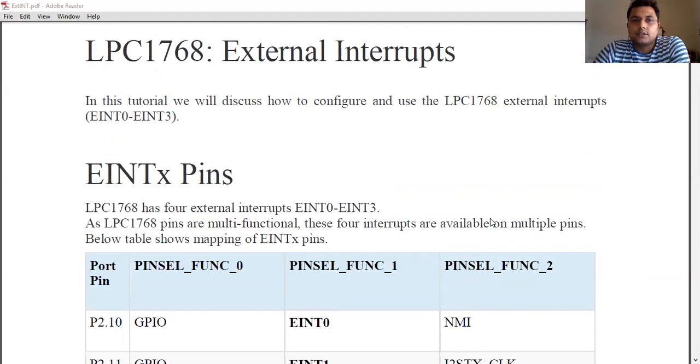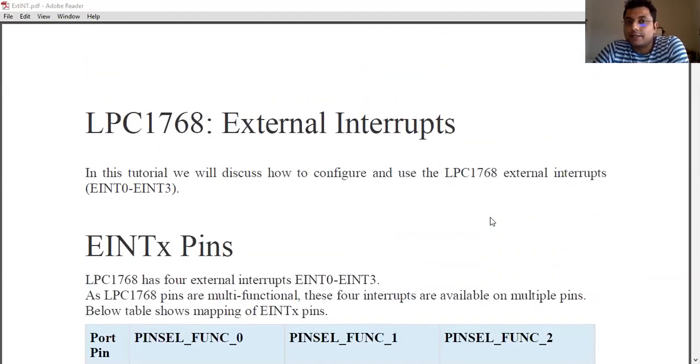Now we will understand our LPC1768 external interrupt. After understanding this, we'll go through one program in which we will toggle LEDs based on interrupts. We will toggle two LEDs, so two external interrupts we will use. So two pins we will use, and whenever we press the switches, whenever we give the external hardware interrupt, the corresponding operations will happen.